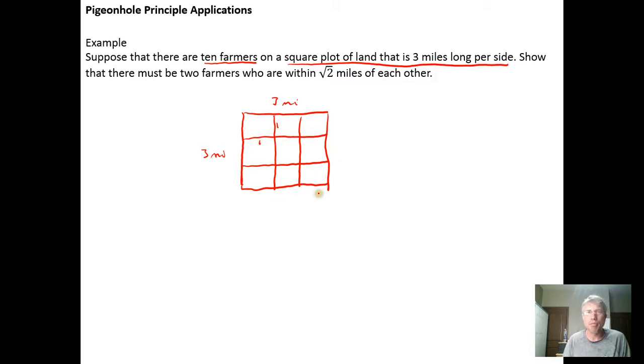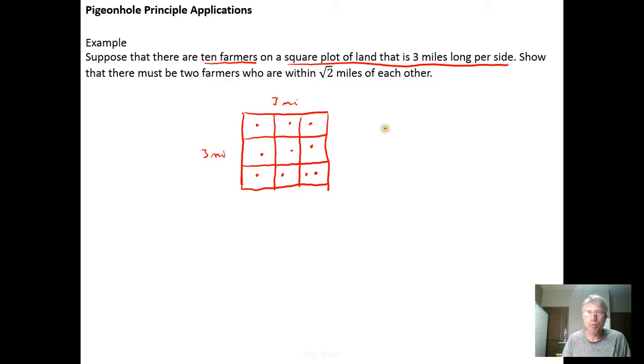I'm going to take my 10 farmers and distribute them onto the 3 by 3 plot of land. So farmer 1, 2, 3, 4, 5, 6, 7, 8, 9, 10. There are more farmers than there are 1 by 1 chunks of land. So that tells me that there must be a 1 by 1 square that shares 2 farmers.